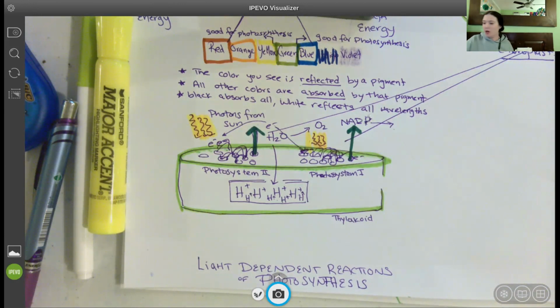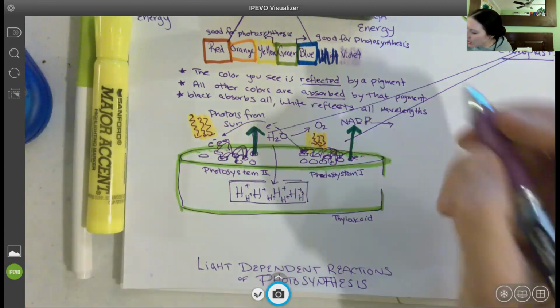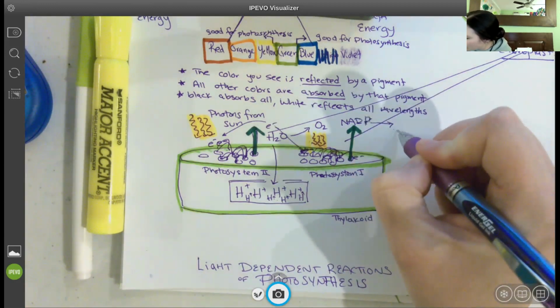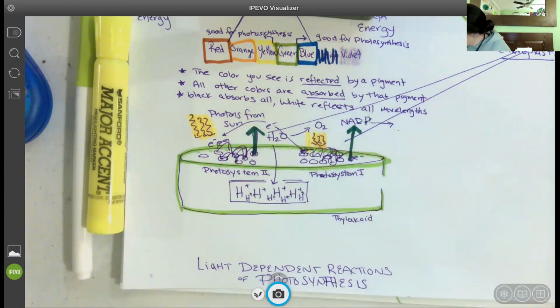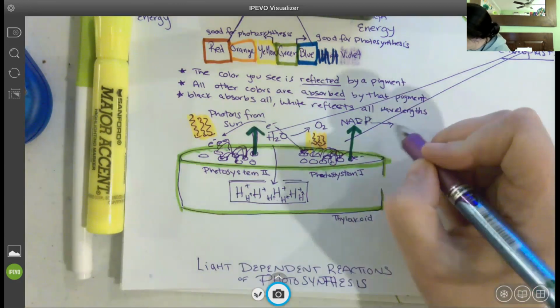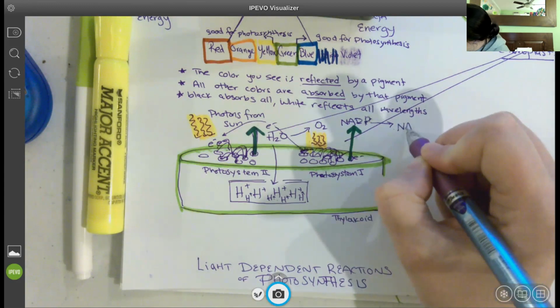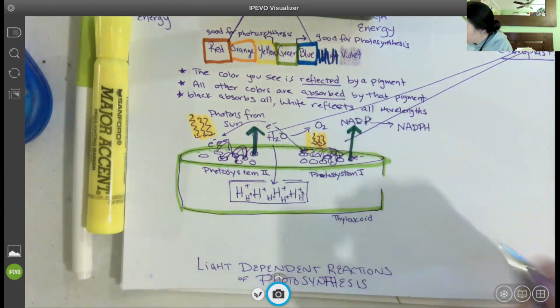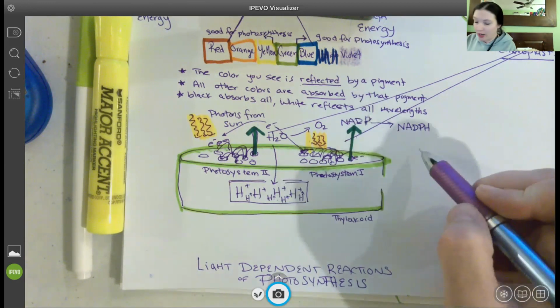There we go. Okay, so you're going to take your NADP and you're going to stick some hydrogens on there. We're going to find out where the hydrogens come from in a second, but the electrons are coming from here. So you're going to make NADPH. Okay, so here's our product.